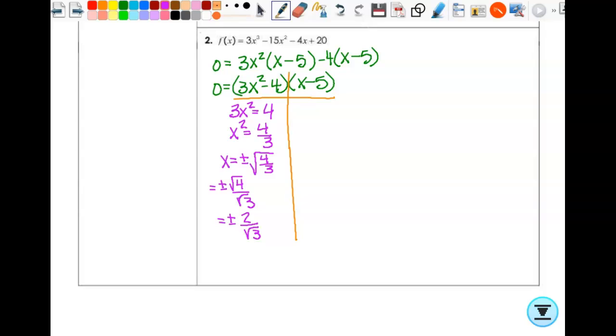Am I allowed to leave it like that? No, what's wrong with it? The square root in the denominator. So you got to rationalize the denominator. That would be the square root of 3 over the square root of 3. So that gives me that x equals plus or minus 2 square roots of 3 over 3. If you do not know how to rationalize denominators, go back to the summer assignment you didn't do and do it, because then you will know how to do it. All right, so then here, this just means x equals 5. So my zeros then are plus or minus 2 square roots of 3 over 3 and 5.